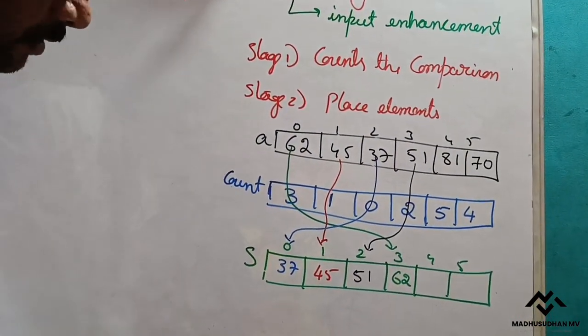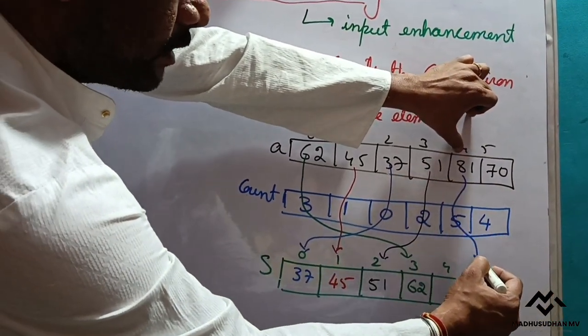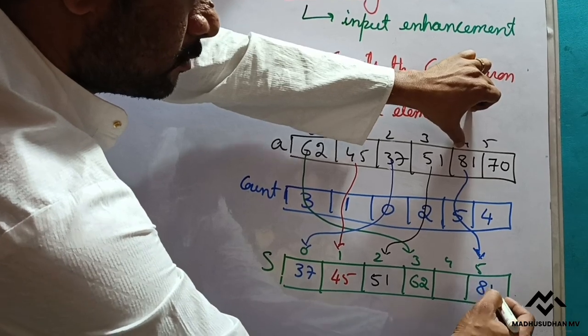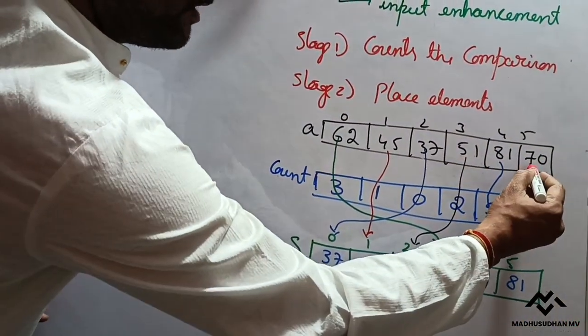Finally, the next one, 81, I need to place in position 5. And 70 I need to store in position 4.